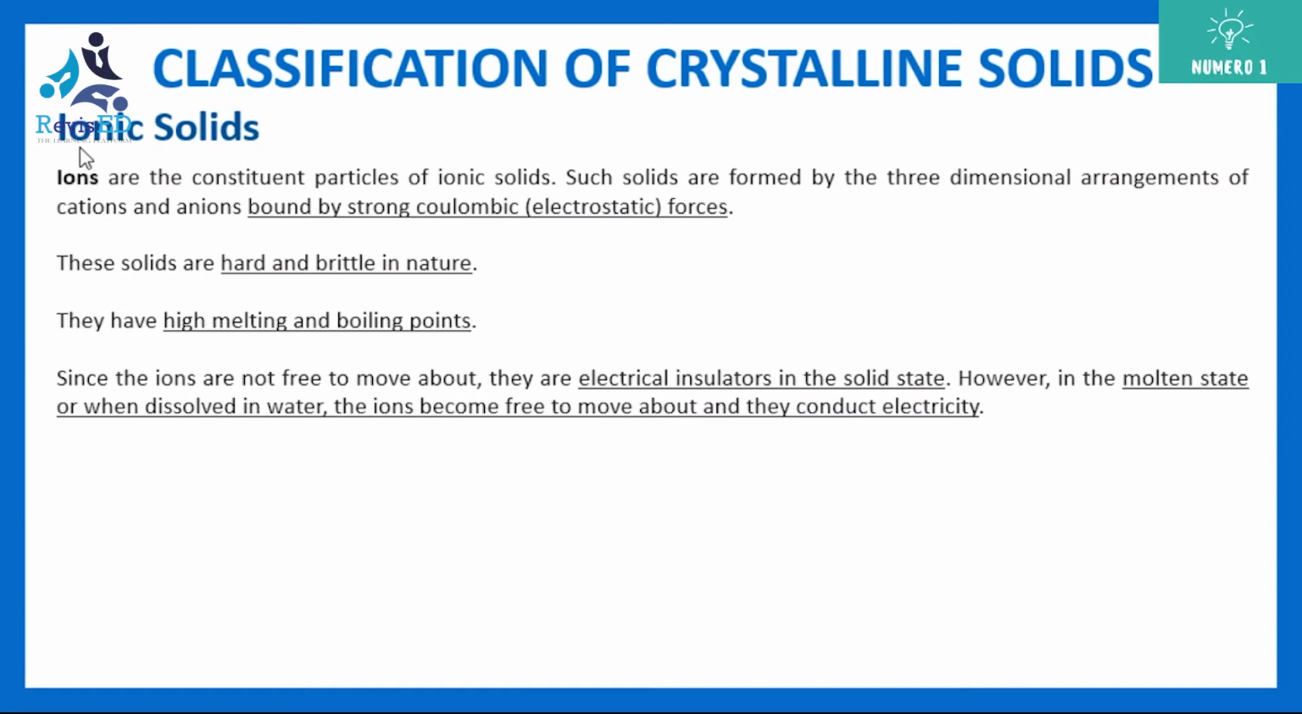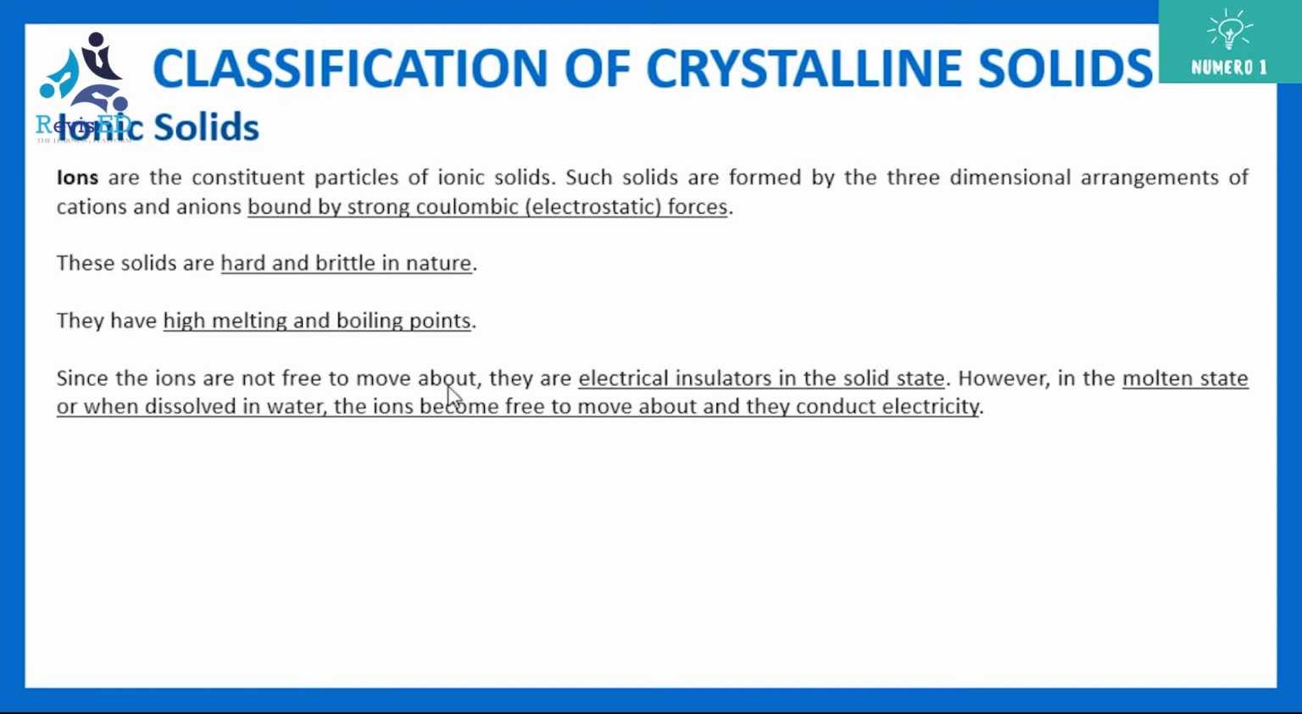Let's look into ionic solid. As the name suggests, ionic solids are made up of ions. We know that there are two types of ion. One is cation, the other is anion. Cation is positively charged, whereas anion is negatively charged, and because of this they are bonded together by strong Coulombic forces or electrostatic forces. In the properties, we see that these solids are hard, brittle in nature, and they have high melting and boiling points.